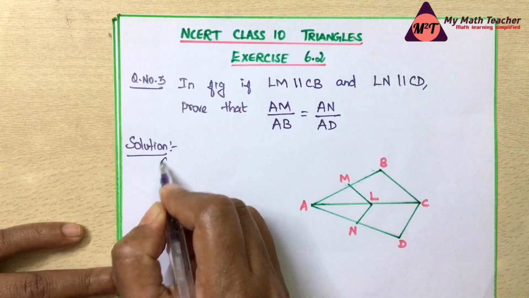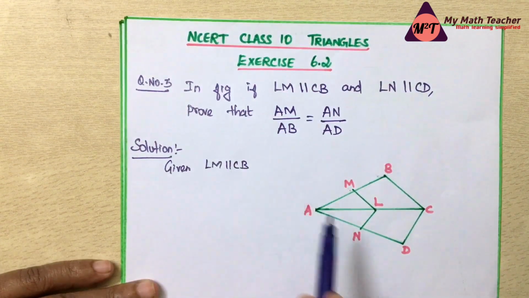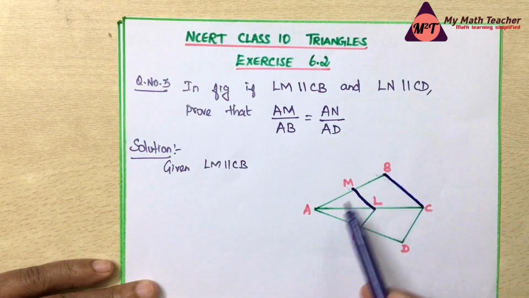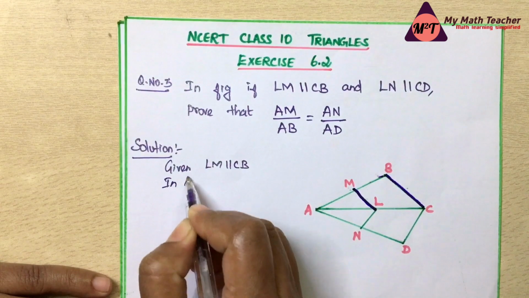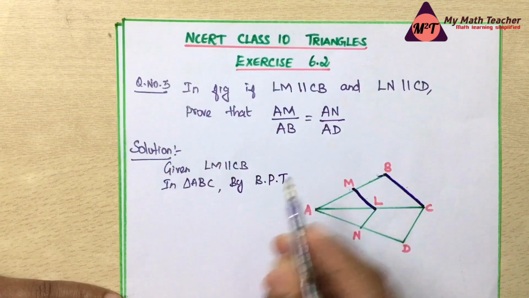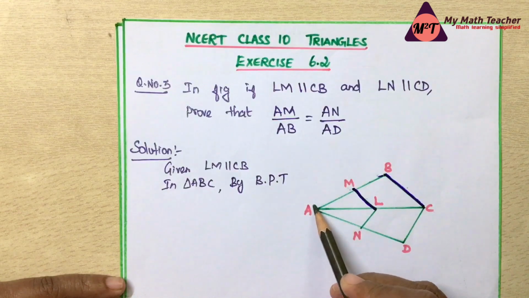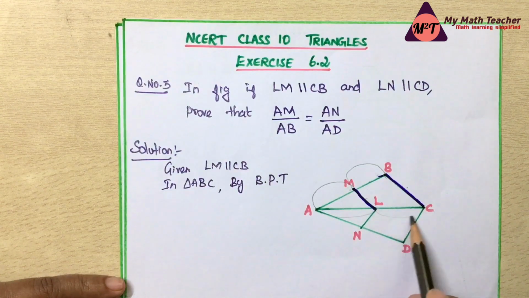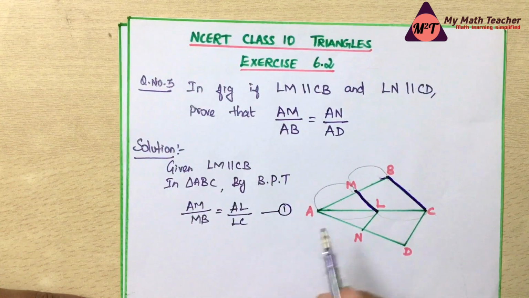Here given is LM is parallel to CB. So this is LM which is parallel to CB. We are going to consider this triangle, that is ABC. In triangle ABC by basic proportionality theorem, that is BPT, we can say that AM divided by MB is equal to AL divided by LC. Let us consider this as equation number 1.